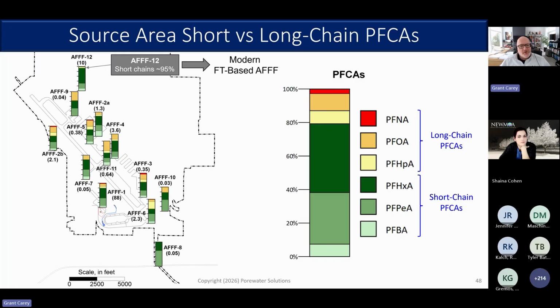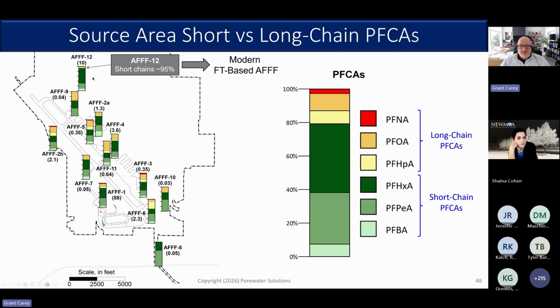And now when we map those, we can see, looking back at AFFF 12, remember the radial diagram that showed higher concentrations of the short chain carboxylates than PFOA and PFNA? This is showing that 95% of carboxylates at AFFF 12 are short chain. And that tells us for sure the FT-based AFFF was predominantly used, and maybe the legacy FT-based product wasn't used in that area. Hard to say it was never used, but certainly we know what was predominantly used.